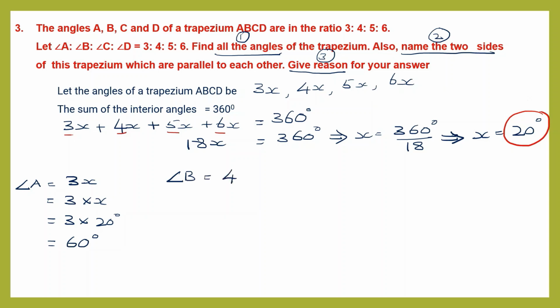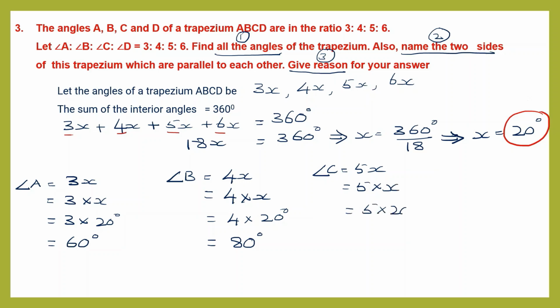Angle B is 4x, which is 4 into x. Again, 4 into 20 degrees. And 4 twos are 8, 80 degrees. Angle C. Angle C is 5x, which is 5 into x. Again, 5 into 20 degrees, because that's the answer for x that we found out. 5 twos are 10 plus 1, 100 degrees.